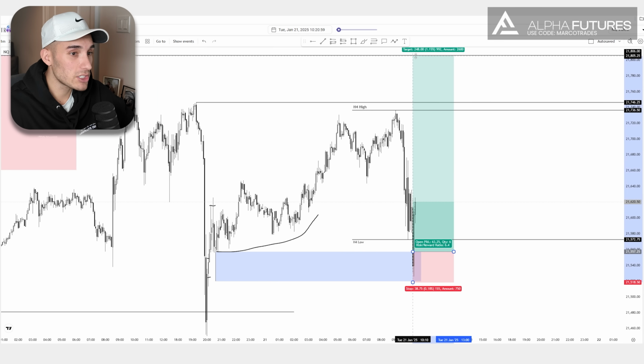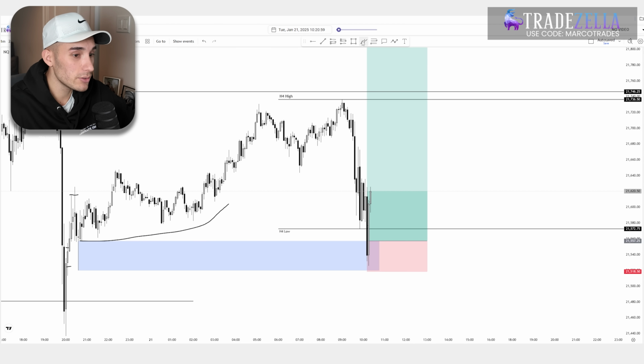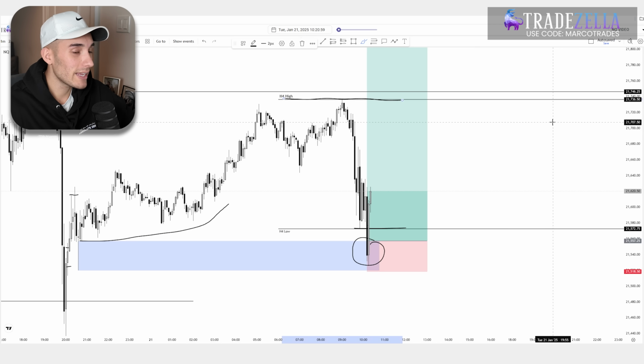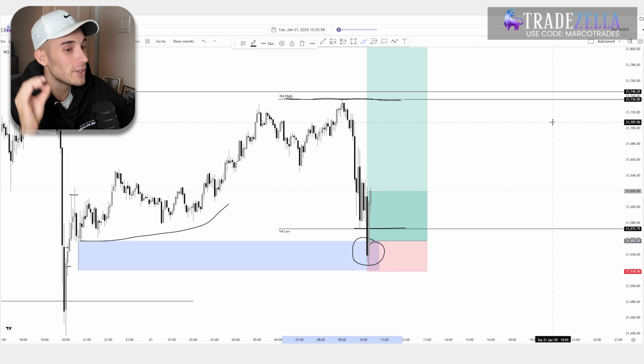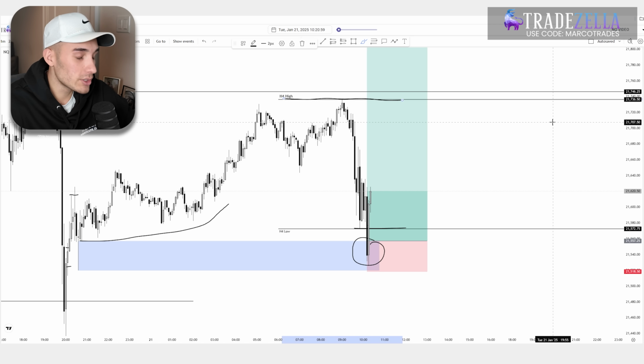So if you want to keep it super systematic, all you need to do is once the 4-hour low is taken out, you look for your entry. Perfect. You're in your entry now. You can just target that H4 high. Again, very systematic, very repeatable. It's a stupid, simple, strict model that you can use on a daily basis.